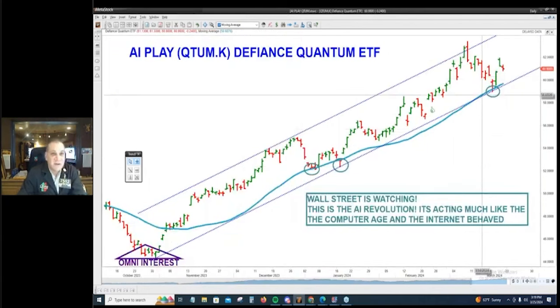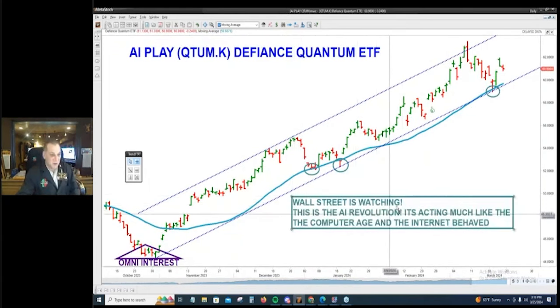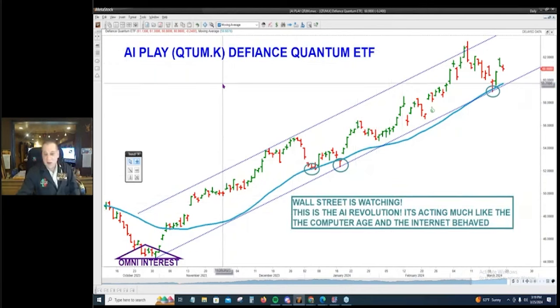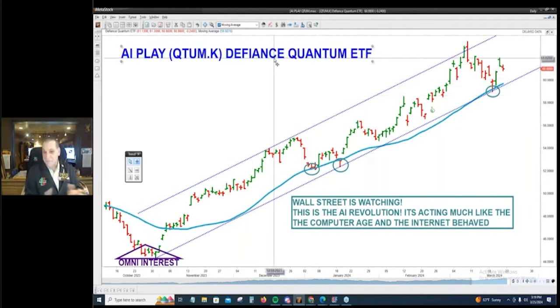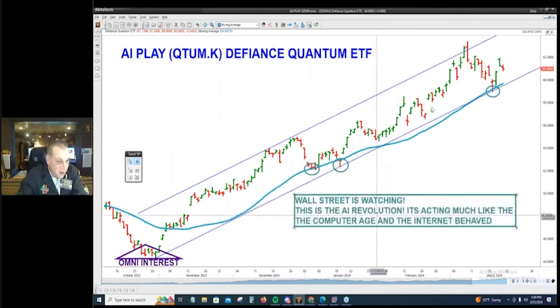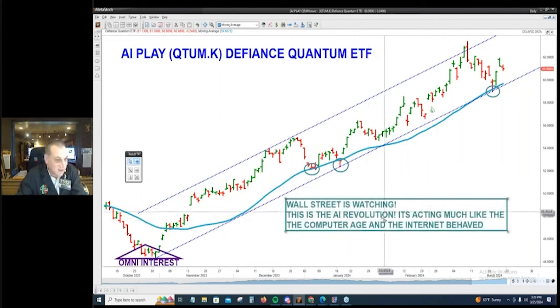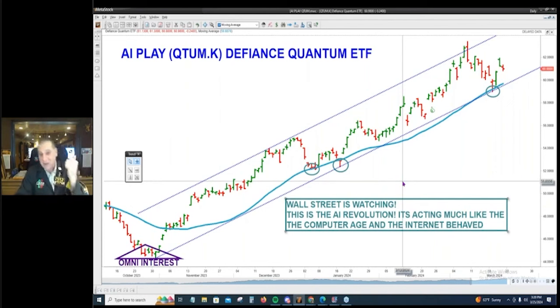Quantum. There's another one doing really, really well. I kid you not, traders, Wall Street is watching this AI emergence. They're following the proper ETFs with the proper algorithms. I'm following just along with them, right with them in tune. Wall Street is watching. This is the AI revolution, and it's acting very much like the computer age did back in the 80s, 90s, like the internet did back in the 2000s. It is just exploding, turning into a whole new industry.